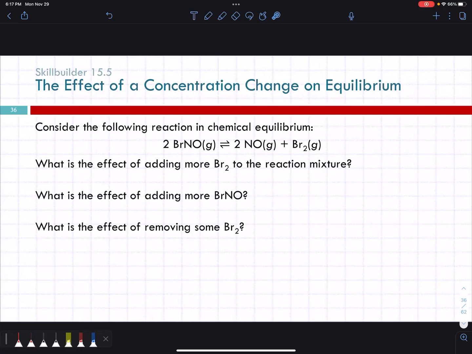All right, so if we have this reaction at equilibrium, and we add more bromine to the reaction mixture, bromine is one of our products, which way is the reaction going to shift? Yeah, if we add a product, most simply put, we're going to shift the reaction left, to the reactants.